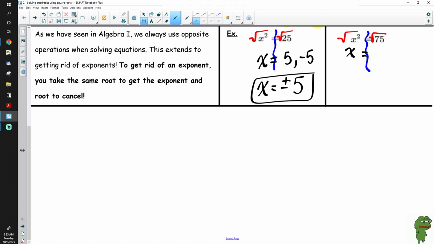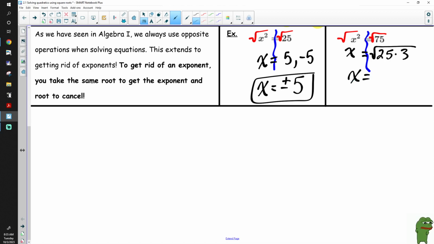75 is not a perfect square, is it? No. So we're going to do what we did yesterday, the day before. What do I split 75 up into? I need a perfect square. 5 is not a perfect square. 25 times 3. I'm probably going to yell at you in a second. Are you ready? What is our answer?